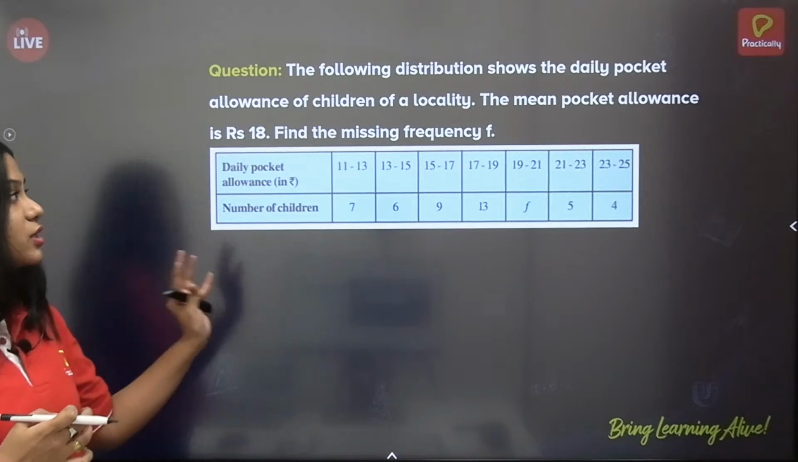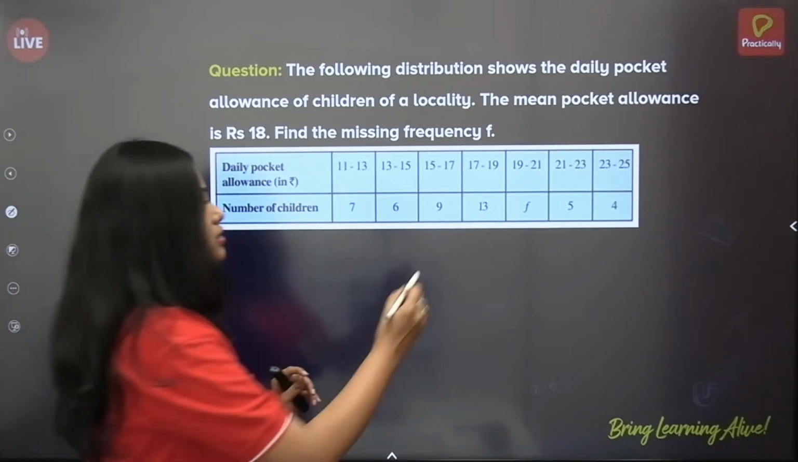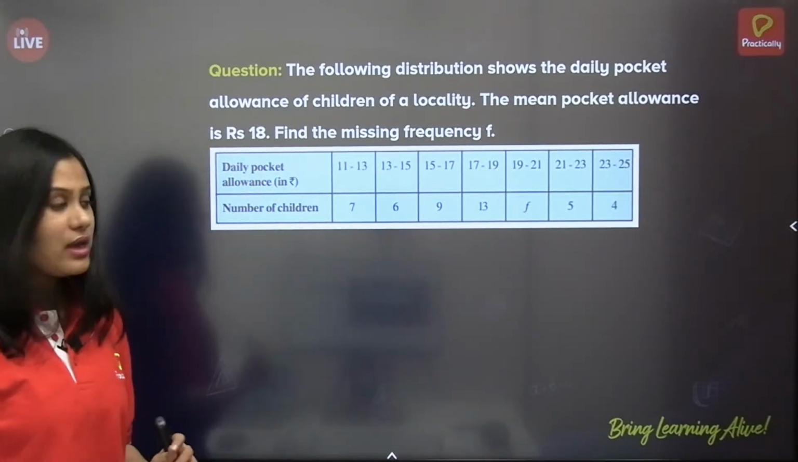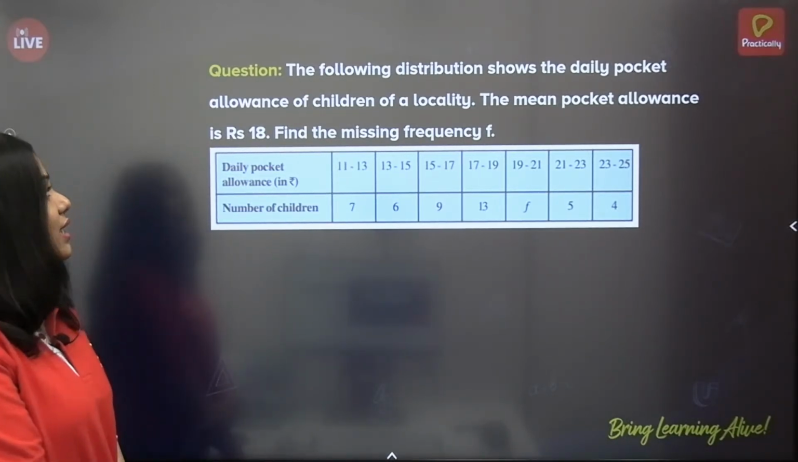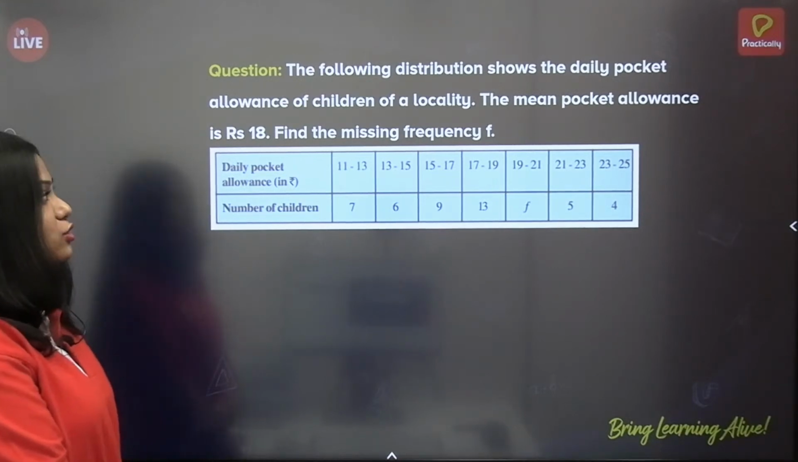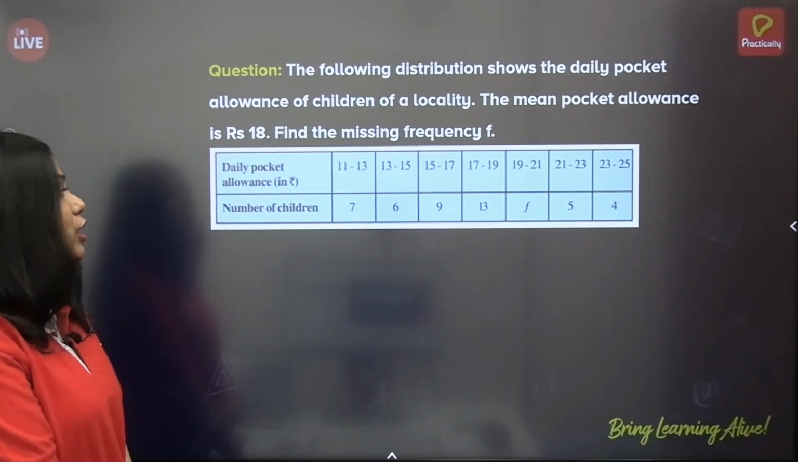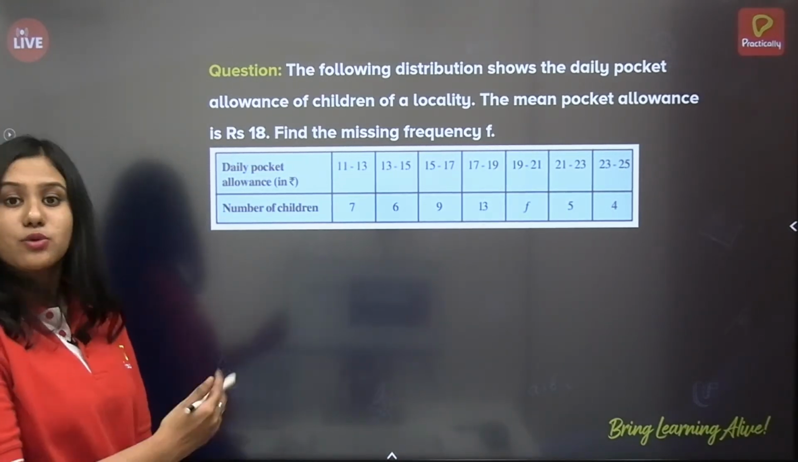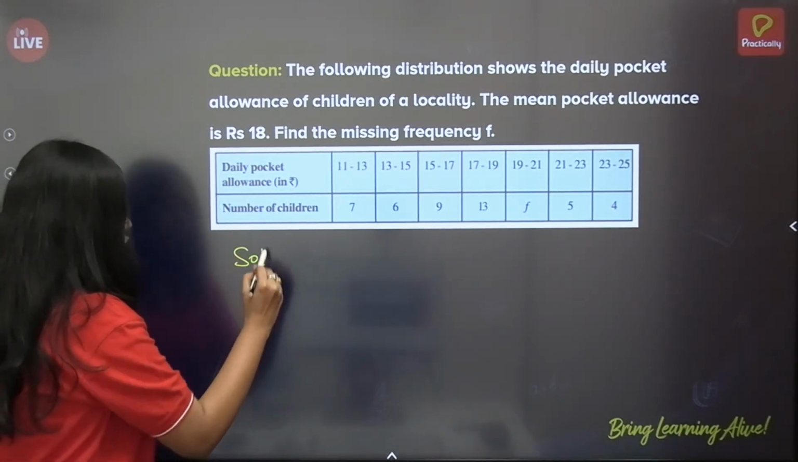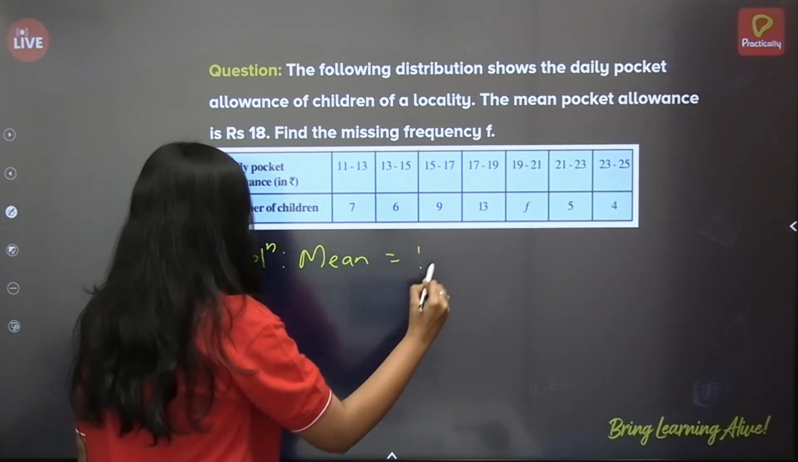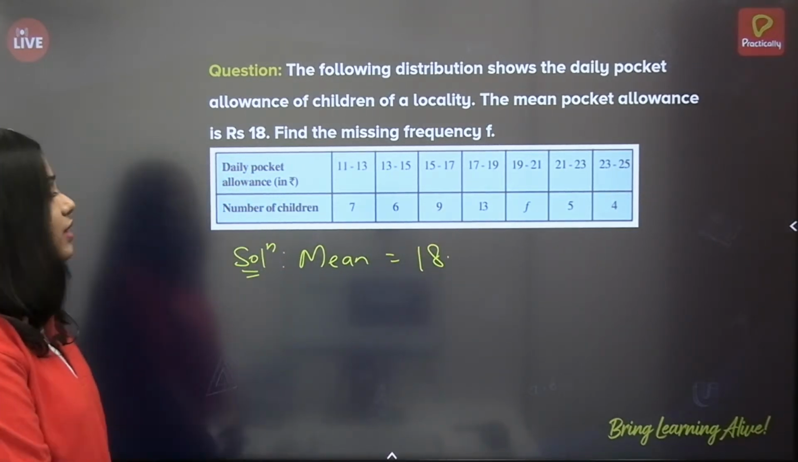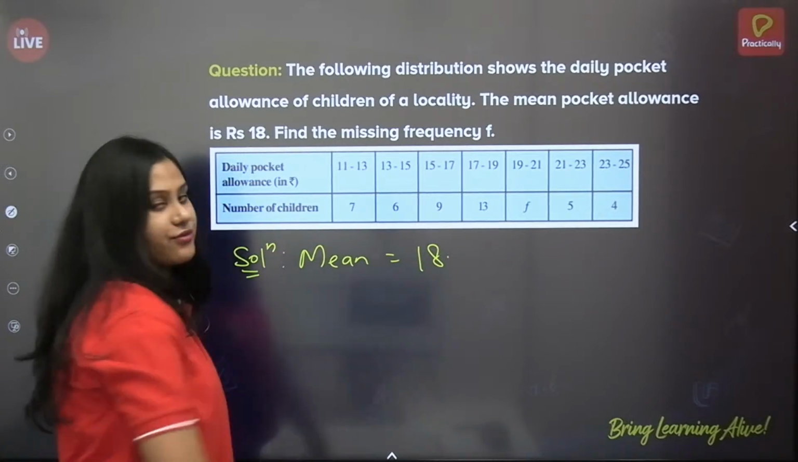Again, this is the question. I have to just calculate the missing frequency. So let us read. The following distribution shows the daily pocket allowance of children of a locality. The mean pocket allowance is rupees 18. So mean is given to us. In the solution, mean is equal to 18. We have to find the missing frequency f here.